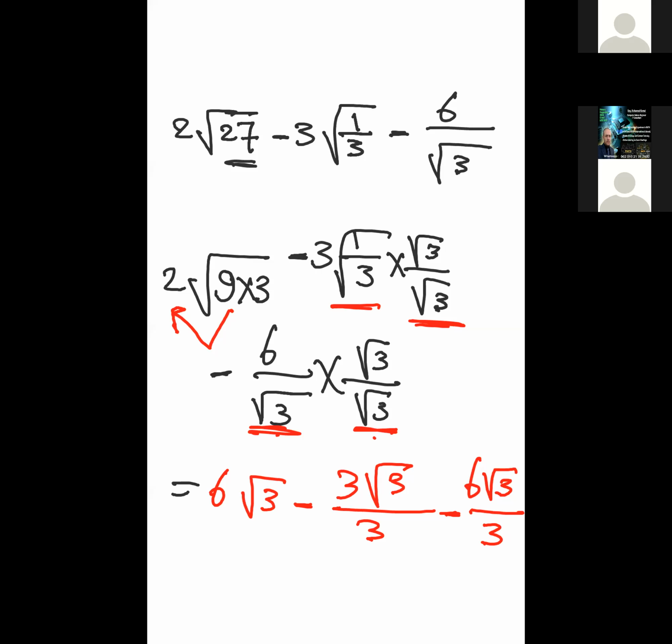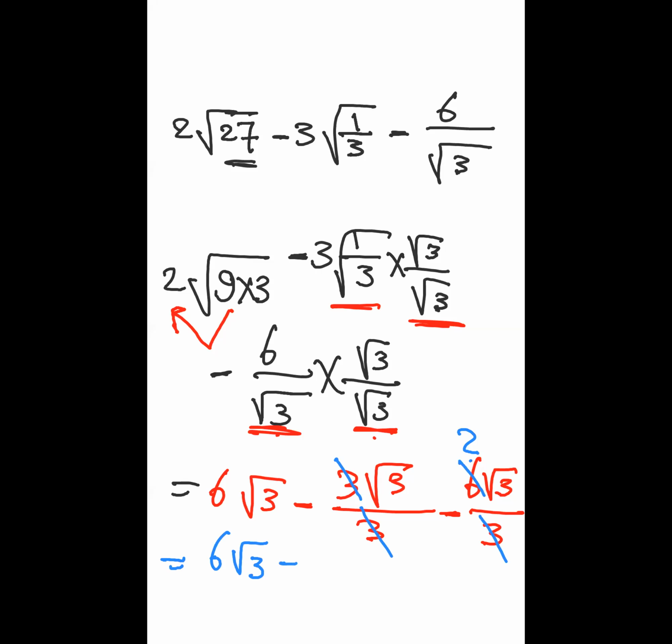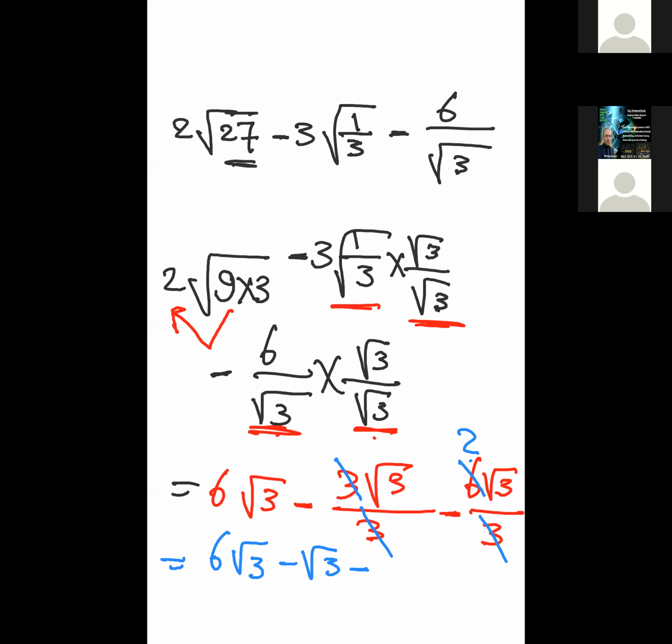So now you can simplify. It's very easy. 3 with 3. 6 over 3 will equal 2. So it will equal 6 square root of 3 minus square root of 3 minus 2 square root of 3. So 6 minus 1 means 5, minus 2 means 3 square root of 3.